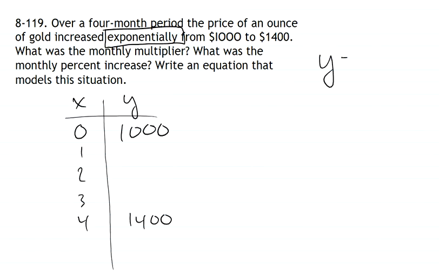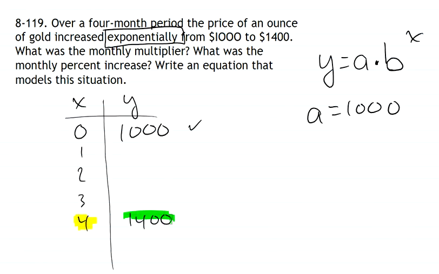They also tell us that it is increasing exponentially, so it's not a linear function, so I know it's going to be of the form y equals a times b raised to the x power. A is my 0th term and b is my monthly multiplier. They gave us the 0th term, so I know that A is 1,000. And I also know that when X is 4, Y is 1,400.